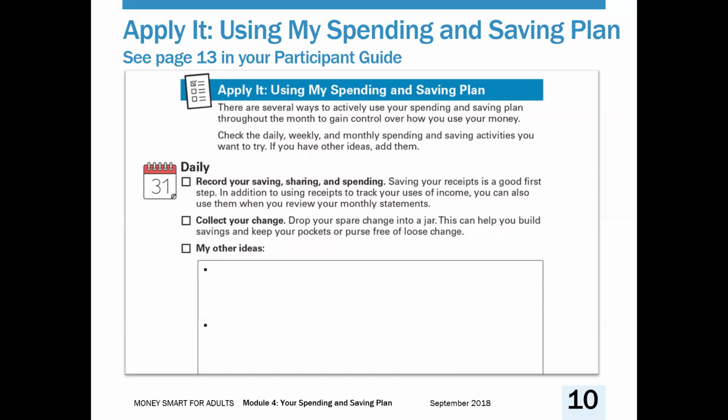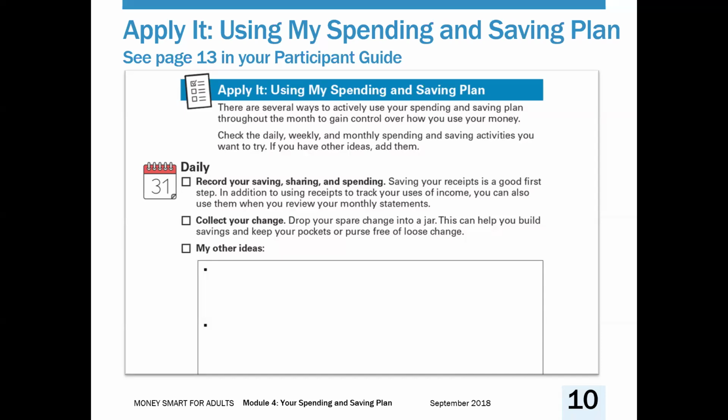Record your savings, sharing, and spending. Saving your receipts is a good first step in this tracking. You can also use your monthly statements. And then you can come up with ideas. Ideas like collect your change, drop your spare change into a jar.